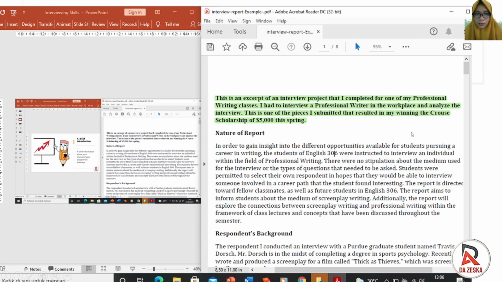And here you may see the first sentence. If we try to analyze the first sentence, this is an excerpt of an interview project that I completed for one of my professional writing class. So this is very clear that this report is written because the writer has a project and he or she needs to complete one of the professional writing classes. So the interview is for writing class.